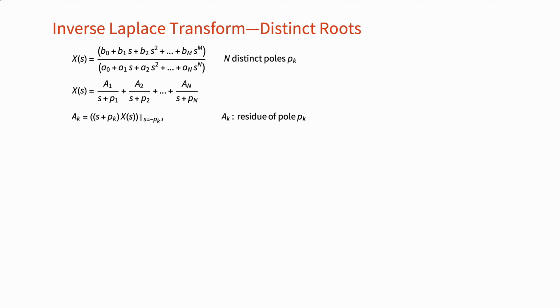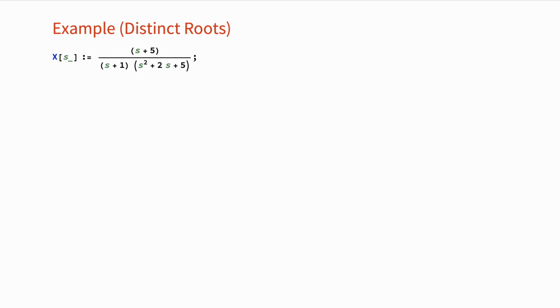Now, once we have this expansion, using familiar transform pairs and assuming that the real part of s plus p_k is positive for k going from 1 to n, we get the inverse Laplace transform of X of s as shown here. Let's look at an example. Given the Laplace transform shown here, we would like to find the signal x of t by taking the inverse Laplace transform. We use the method of partial fractions to express the Laplace transform as a summation of first-order terms.